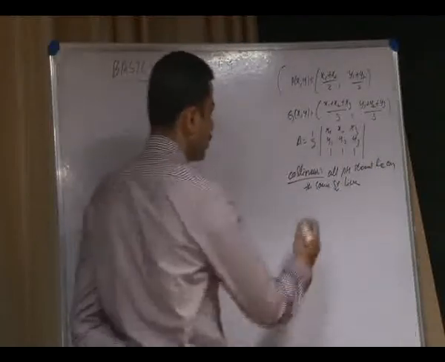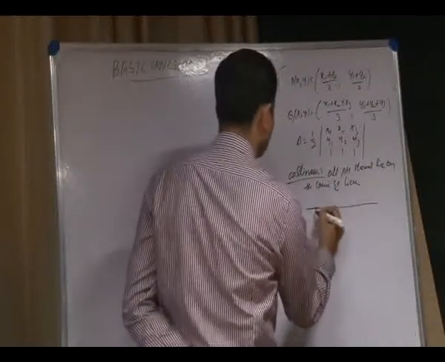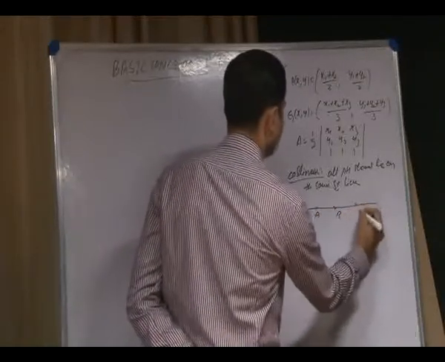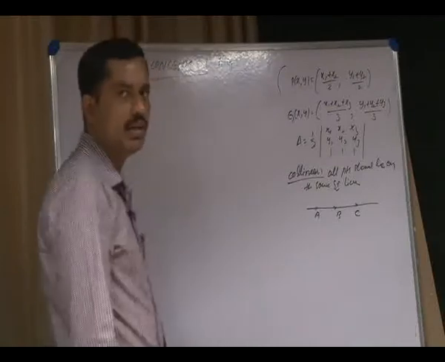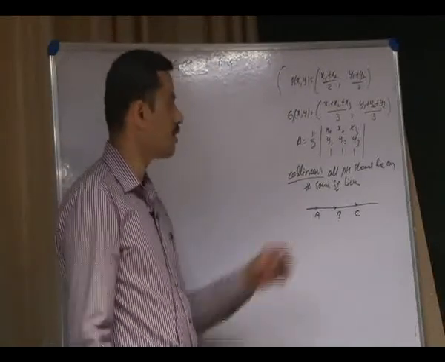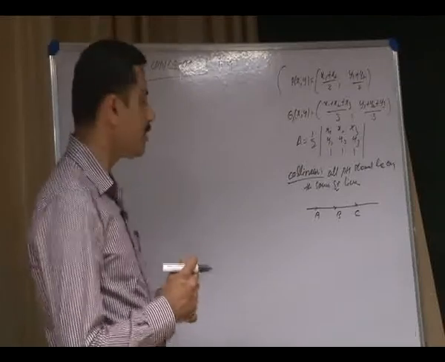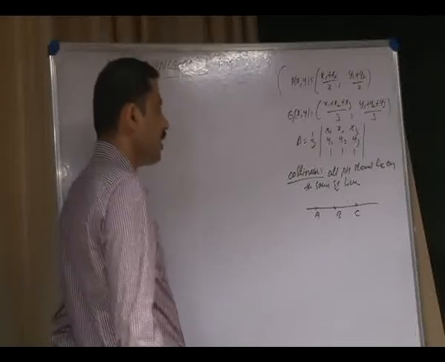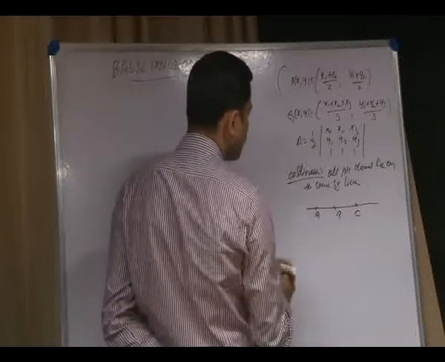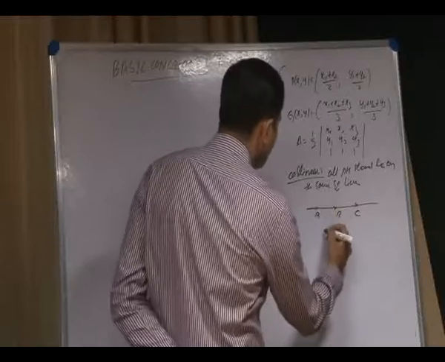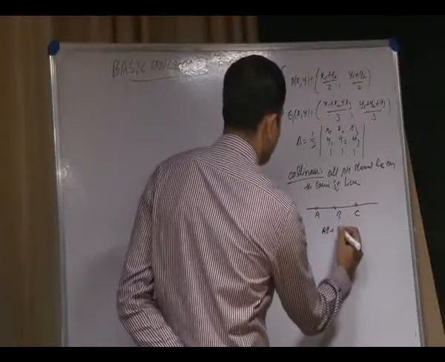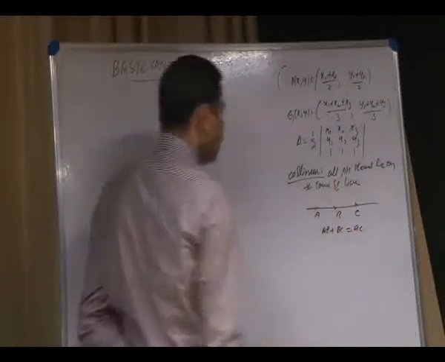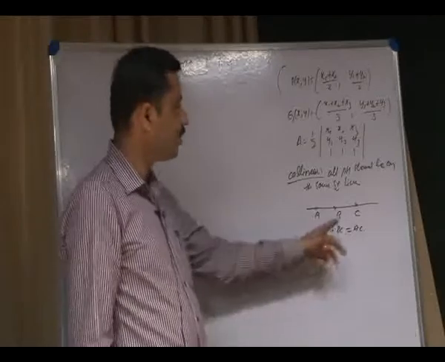So, same straight line means suppose this is the line. I will consider 3 points on the straight line, say A, B and C. So, if all 3 points lie on the same straight line, then these 3 points are said to be collinear here. Collinear means all points should lie on the same straight line. So, to prove this condition by using distance formula, if all the points lie on the same straight line, the geometrical condition becomes AB plus BC is equal to AC.